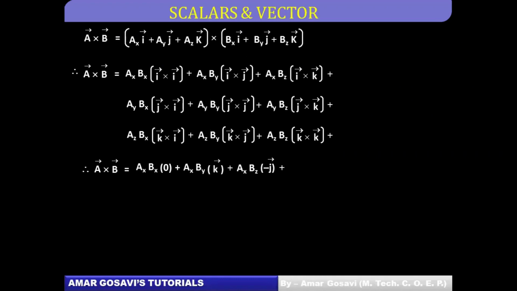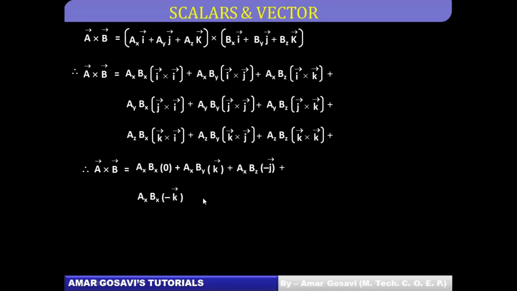Plus the next term AX BX. Okay, here it's not AX BX, friends. We have to correct it. As per our discussion, it should be AY BX. So here it will be AY BX. But J cross I would be given as minus K. So here that correction has to be made. Okay, it is AY BX, and instead of this bracket, we are going to substitute it as minus K.